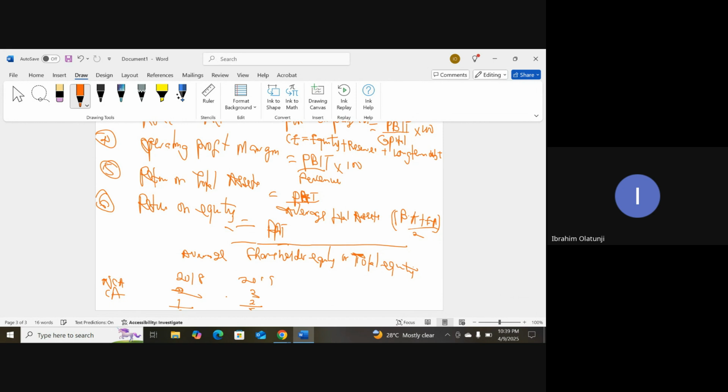Then how can you get your average? Beginning is 2018, that is 3, plus the end, which is 2019. The opening balance is 2018. Closing balance is 2019, which is 5. Then you divide it by 2. So the average will be 8 divided by 2, so your average is 4. Is it clear now? Yes, sir, thank you. All right, you're welcome.